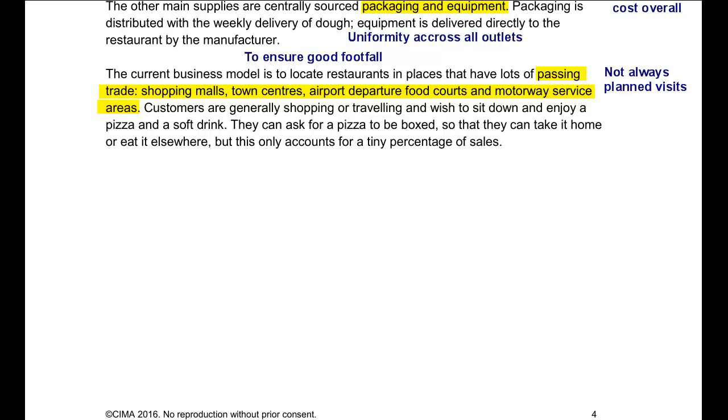Now obviously there are advantages and disadvantages to this. The advantage is that your presence in these areas in itself is a marketing tool for your restaurant. However, particularly with things like shopping malls and town centres, if the shops close at a certain time, then people aren't going to be at the shops and therefore they won't be walking past your restaurant and deciding to go in.